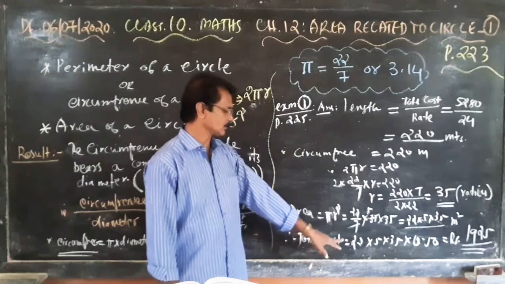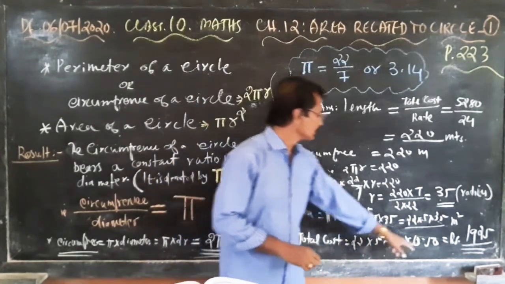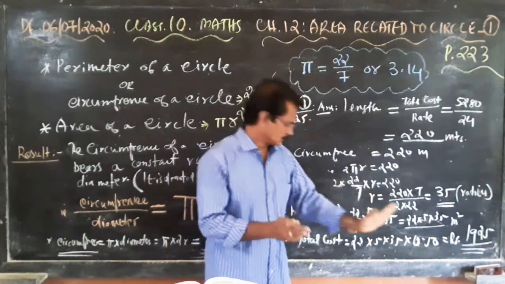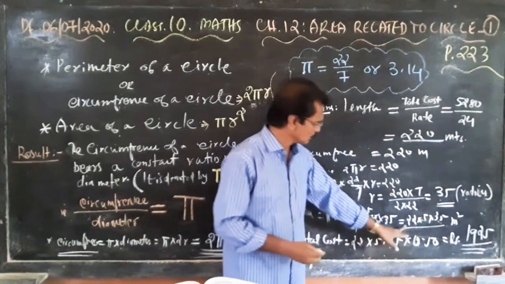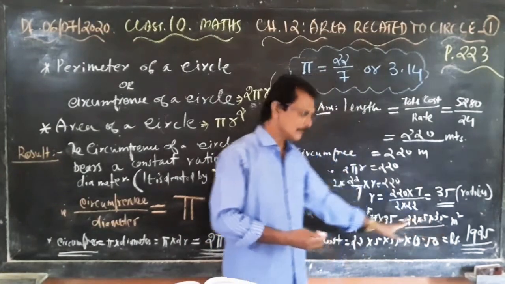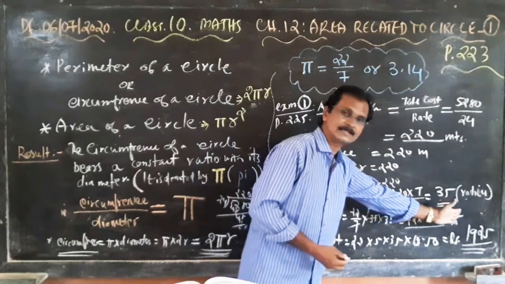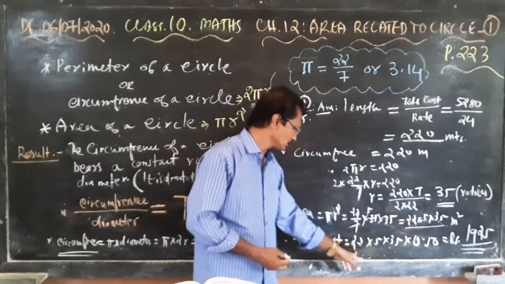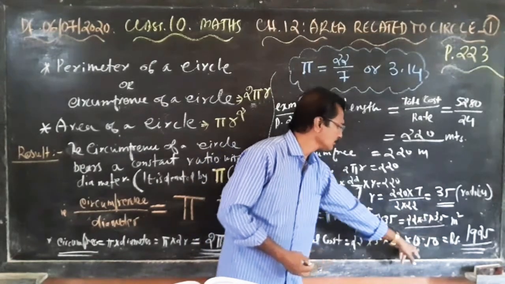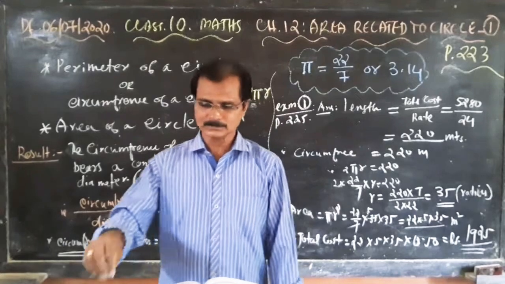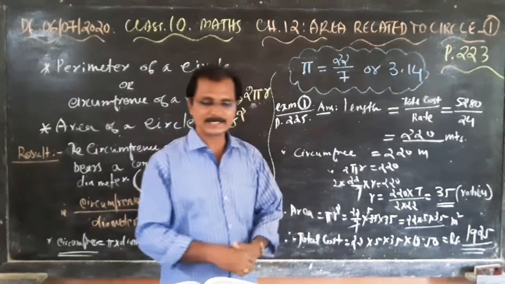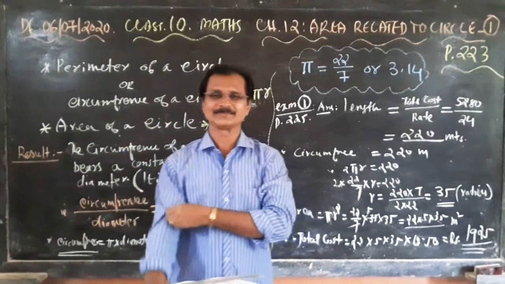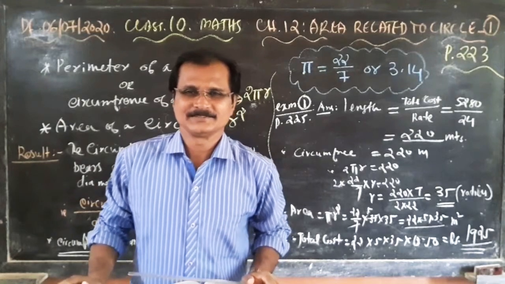Now we need to find out the total cost. One square meter costs 0.50. You can do the calculations together. Either you can multiply here, no problem, or when you get the final answer, you can multiply with 0.50. Either way you get the same thing, because 22 into 5 into 35 into 0.50 gives the answer ₹1925. The total cost of plowing the field is ₹1925.